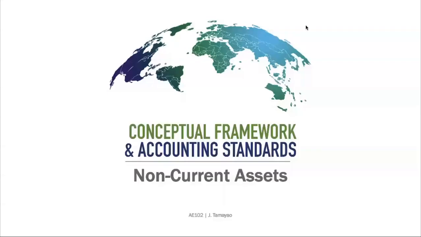For this session, we talk about your non-current assets subsequent measurements. So the standard in point for this particular session is still your PAS 16, the standard applicable for property, plant, and equipment. As to its subsequent measurement, we will look into the subsequent measurement under PAS 16 and PAS 36 for your impairment of assets.